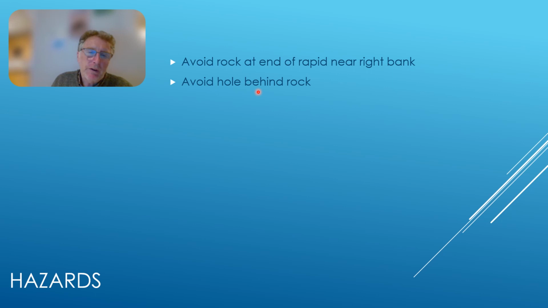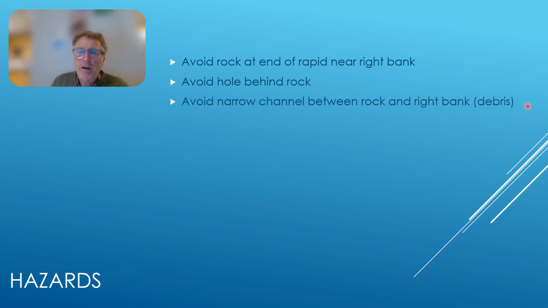So from our observations from the bank, we could see there was a rock at the end of the rapid near the right bank, that one with the pulsing wave over it, and we want to avoid that. We also want to avoid the hole behind the rock. It's not too retentive at the level at the moment, but it can be if the water is higher. We also want to avoid the narrow channel between the rock and the right bank, because that's a prime place where you may get debris and you'd be forced by the current into potentially a branch or something that was blocking it. So that would be bad news.